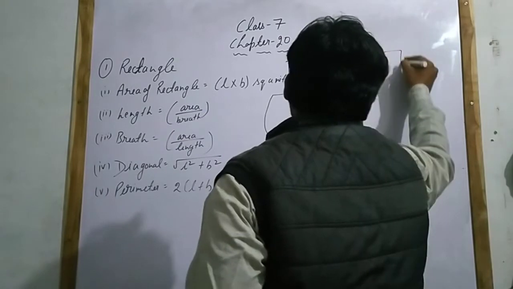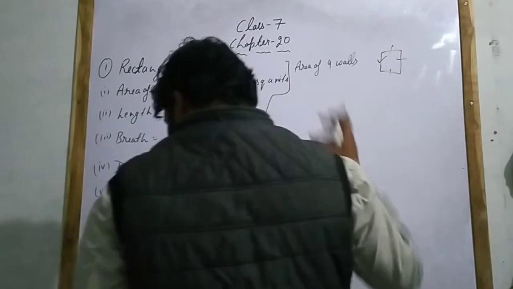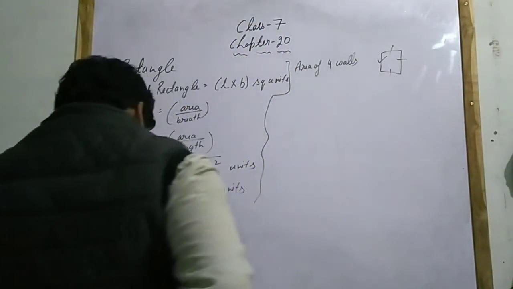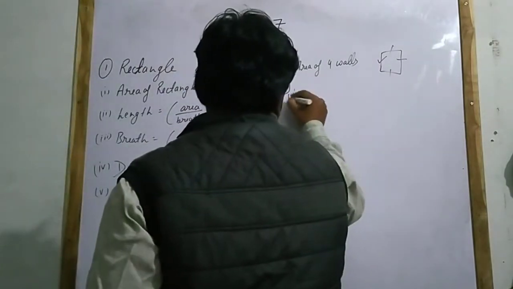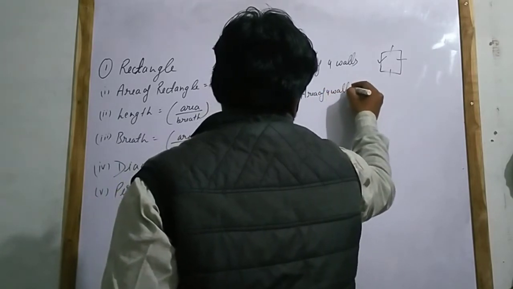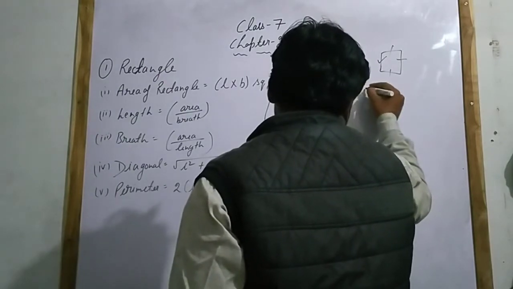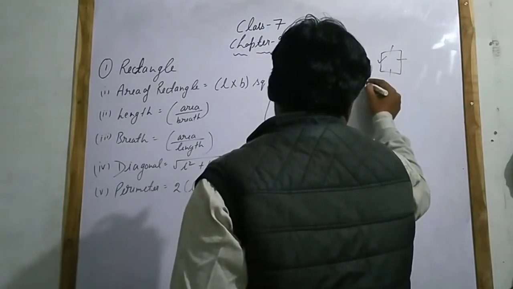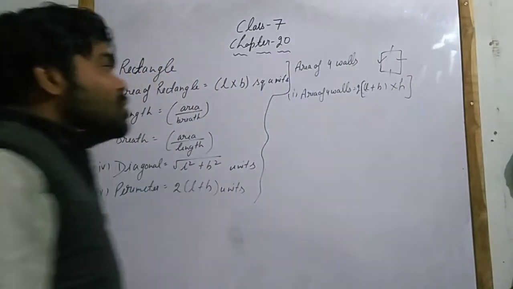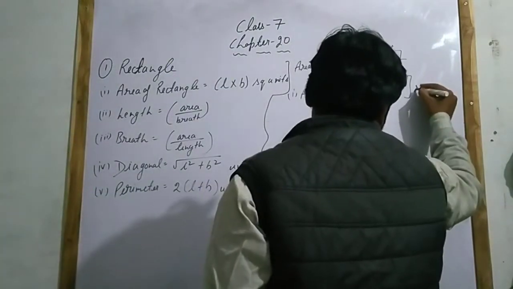Suppose this is a room and you have to find the area of the walls of this room, then we will use area of 4 walls. What is the area of 4 walls? First formula is area of 4 walls equals 2 into (length plus breadth) multiplied by height, after that your square unit.